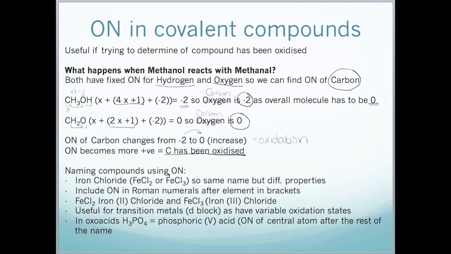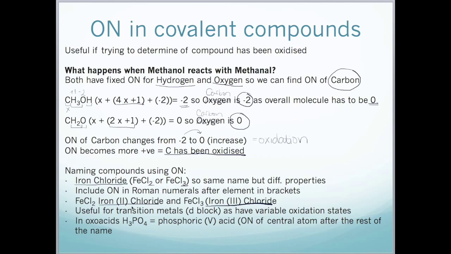We can also use oxidation numbers when naming compounds. For example, iron chloride can refer to either FeCl2 or FeCl3. So they have the same name, but they have different properties. In order to clarify which particular iron chloride we have, we can include the oxidation number of iron in Roman numerals after the element in brackets. For FeCl2, we can write iron(II) chloride, and for FeCl3 we can write iron(III) chloride.